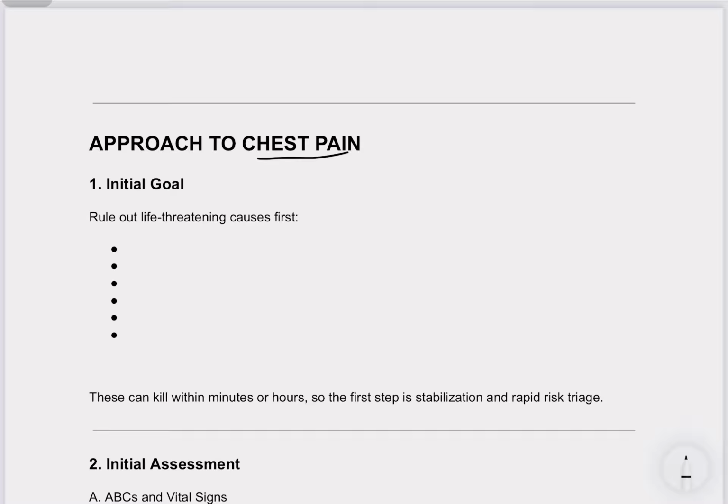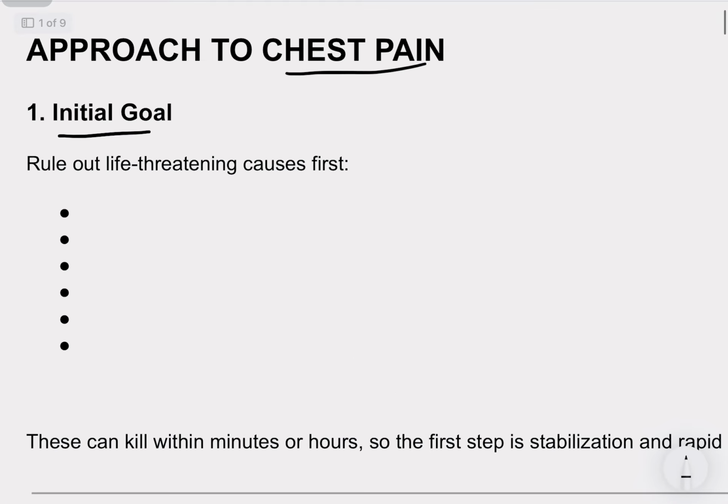Okay, let's talk about chest pain today and how to deal with chest pain in our emergency department. Our initial goal should be to rule out any life-threatening condition. If it's a life-threatening condition, our patient might crash or die within minutes to hours if we do not stabilize the patient. Acute coronary syndrome comes first.